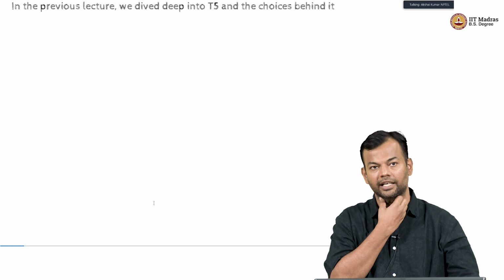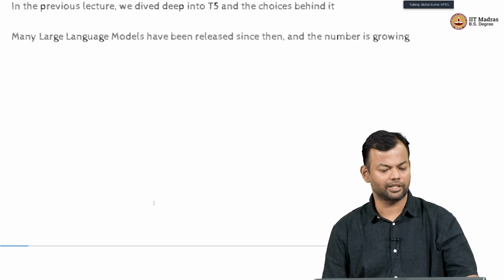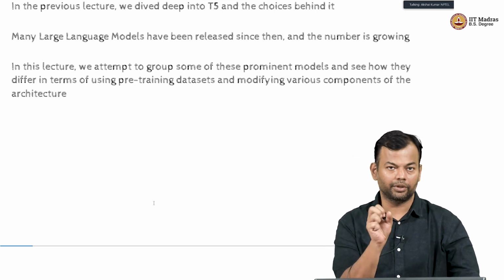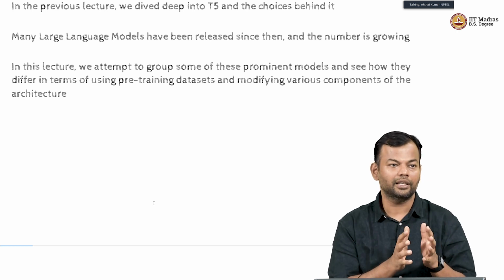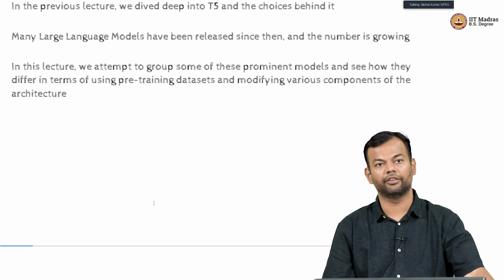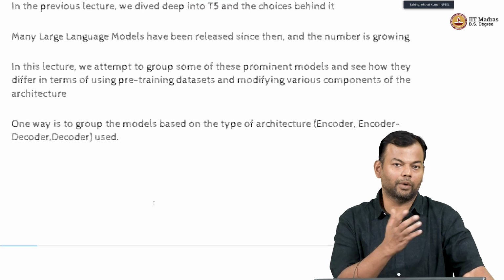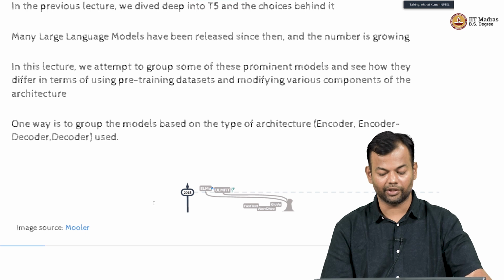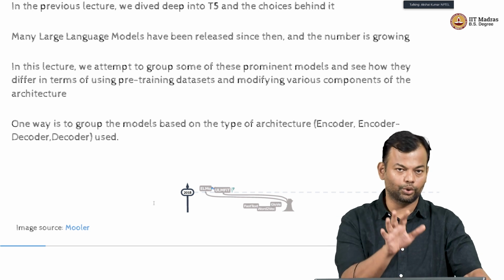As I said in the previous lecture, we dived deep into T5 and the choices behind it, and since then many large language models have come out. What we are going to do is try to group them into different families, and then try to understand even within a family how they differ in the choices that are made in developing these large language models, right? One way is to group them into these three families: encoder, encoder-decoder and decoder-only. And the diagram that you start seeing at the bottom is going to grow soon, right?